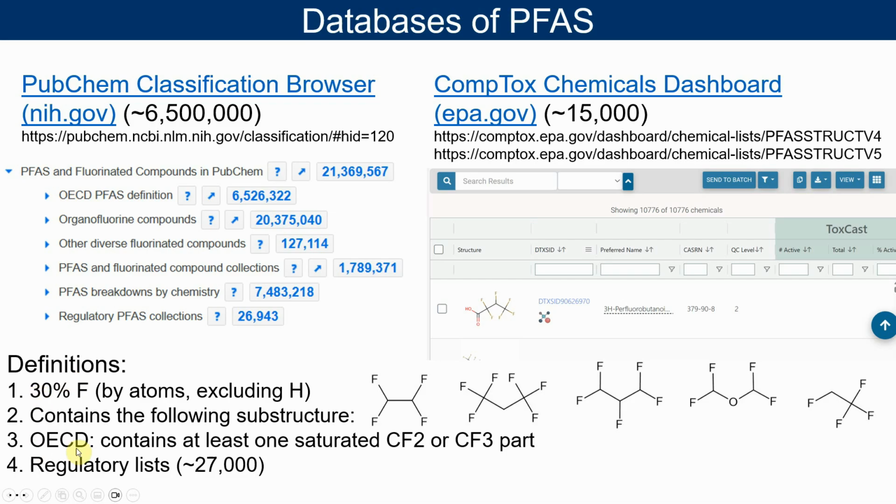The OECD says that it has to contain at least 1 saturated CF2 or CF3 part of the molecule. And then there are other definitions of PFAS in terms of regulation. What's regulated as a PFAS might be different than what would structurally be considered a PFAS.